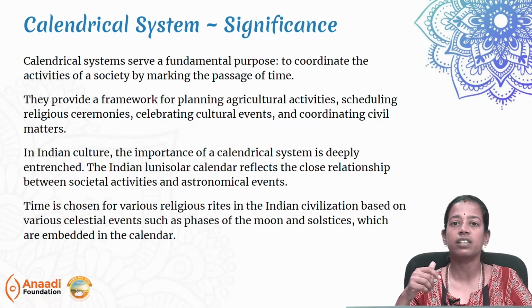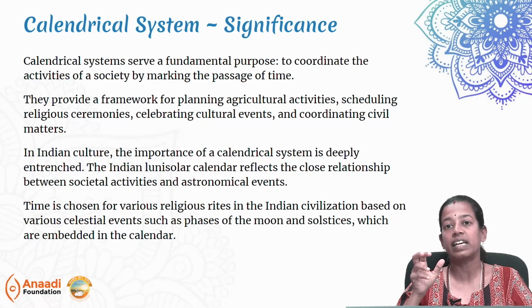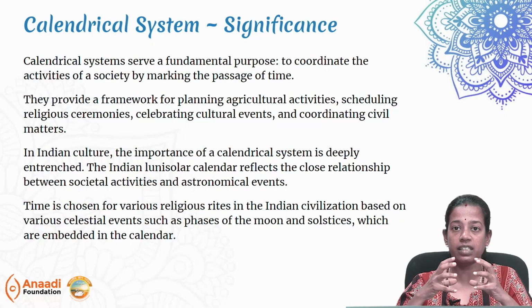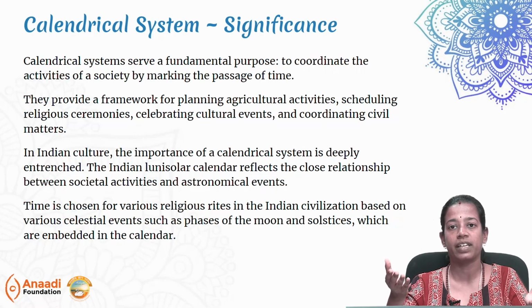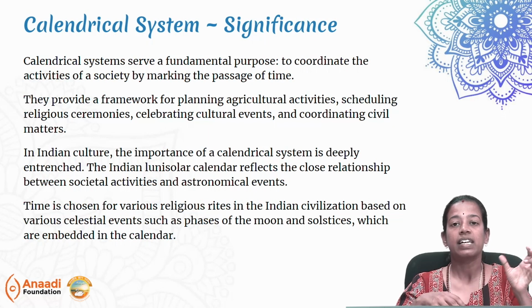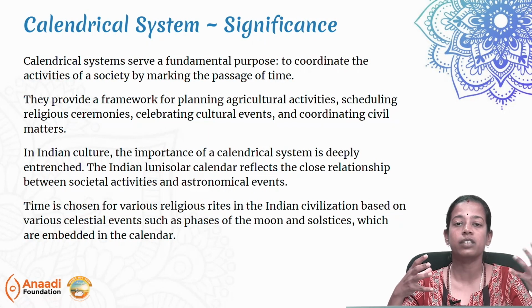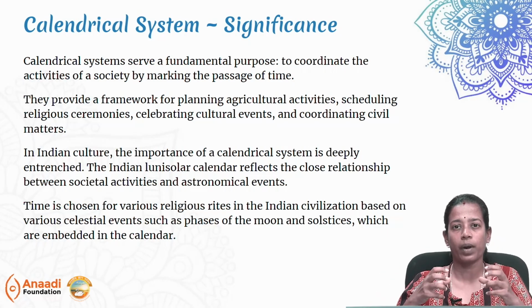In Indian culture, the importance of the calendrical system is very deeply entrenched because the Indian calendrical system is a reflection of the lunisolar calendar, which means there is a very close association between societal activities and astronomical events. What we are trying to say is that the Indian calendrical system, which is necessarily lunisolar, maps societal events with astronomical events, so that we have a quite precise reckoning of time.